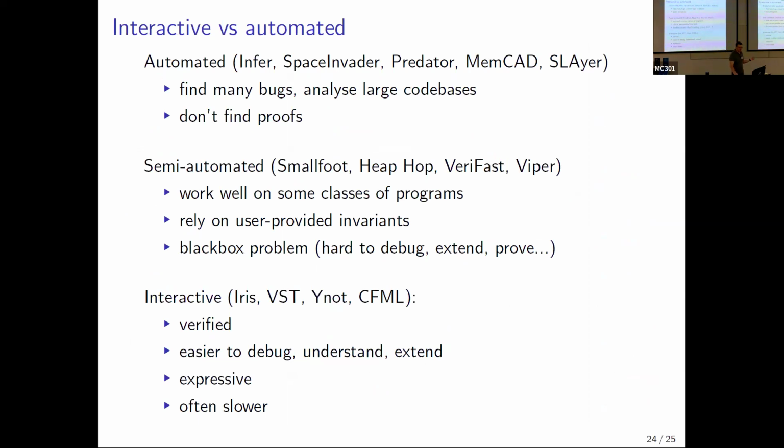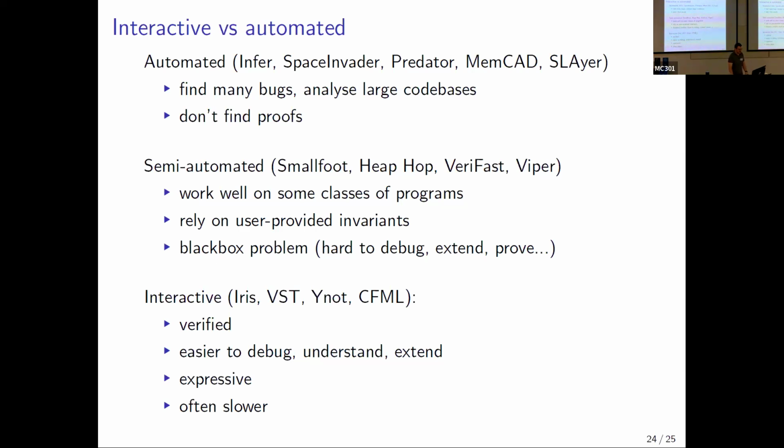Separation logic was quite successful, and it still is now. You have automated provers, like Infer by Facebook, and a bunch of other ones. They find many bugs. They can examine large code bases, and that's great, but they don't find proofs, only errors. You have semi-automated ones. That works well on some classes of programs. You have to provide invariants. But the main problem I found when using those is that when you write an invariant and you don't know why it doesn't work, it's hard to debug. It's a black box. You don't know why it doesn't work.